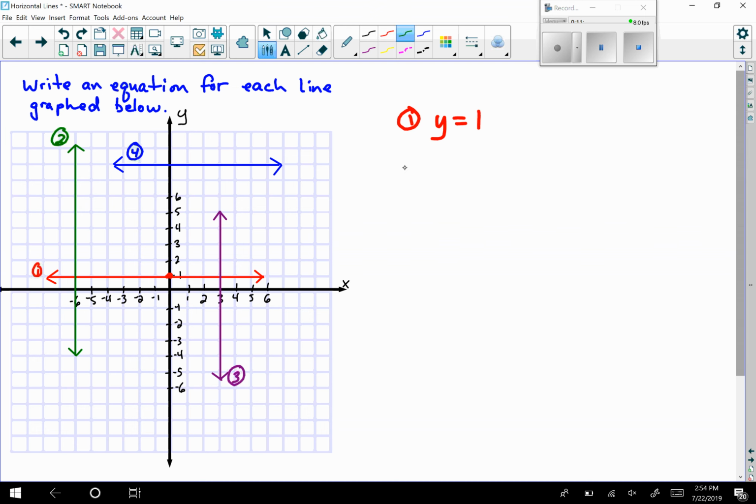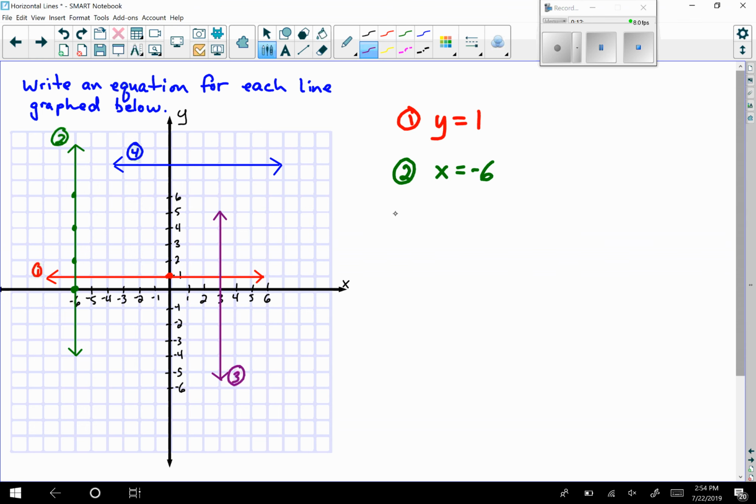For example 2, we have a vertical line. So a vertical line here is going to start off with x equals because all of our x values are going to be the same. If you notice, our x-intercept here is -6. So no matter where we're at on this line, all of our x values will be -6.